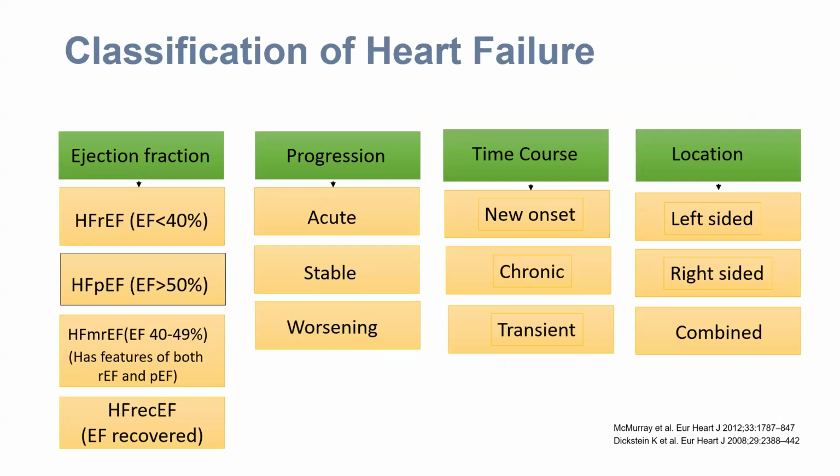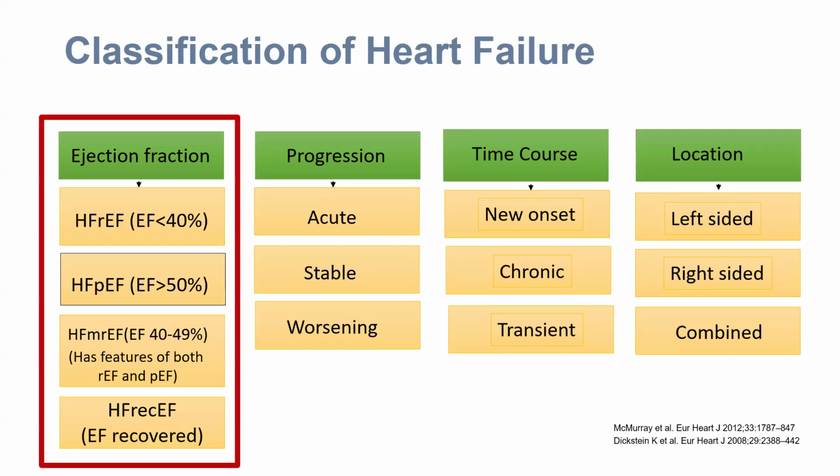There are, although, other ways to classify heart failure. Of course, you can classify it by the location, whether it's left-sided or right-sided. The time course, whether it's new onset or chronic or transient, and its progression over time, whether it's acute, stable, or worsening. But the universal definition uses your ejection fraction.